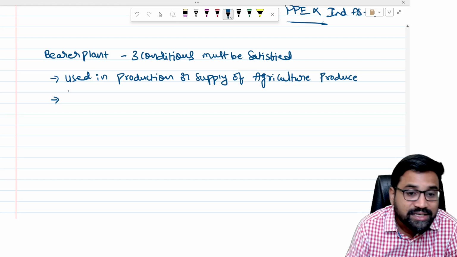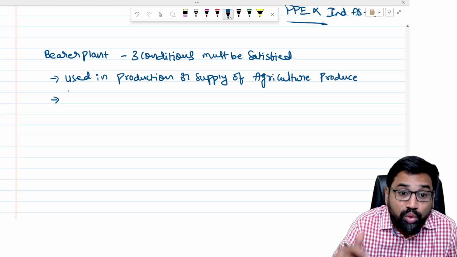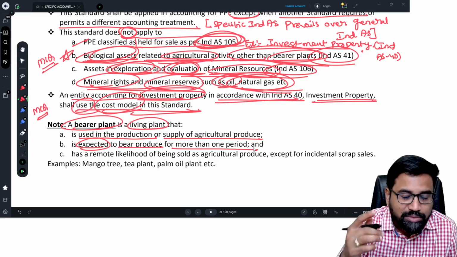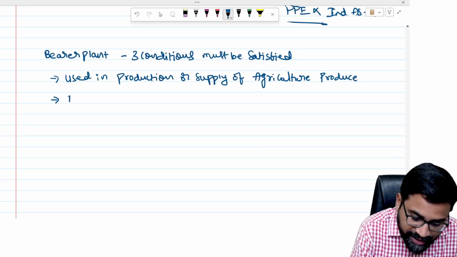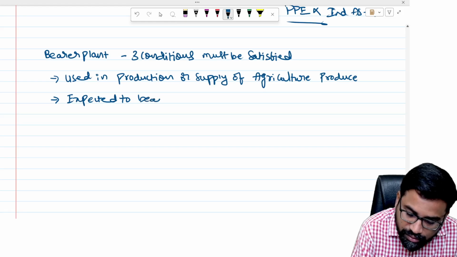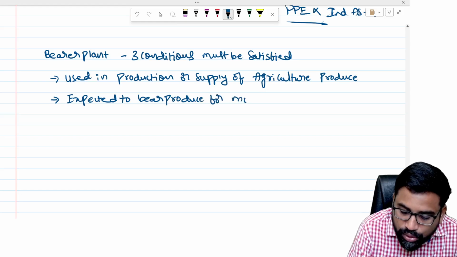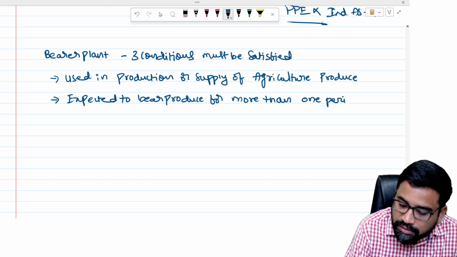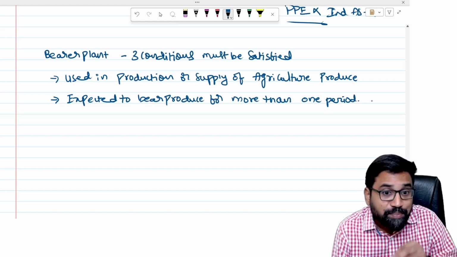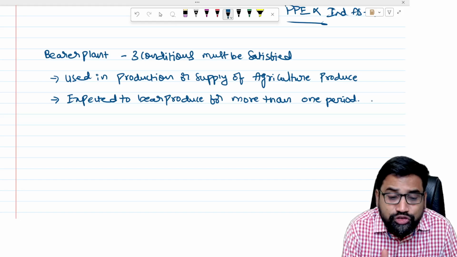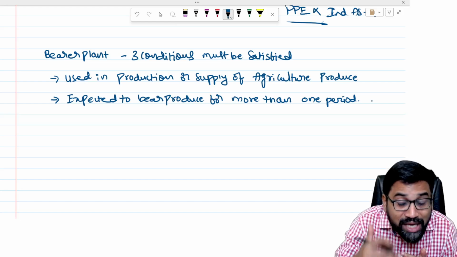Second, it is expected to bear produce for more than 12 months. More than 12 months means more than one period. That means this plant must give produce for more than one period. The life should not be 1 year or less. It should be more than one period.